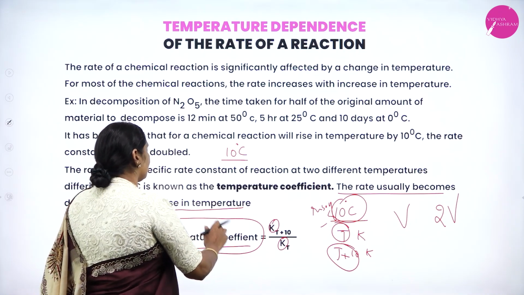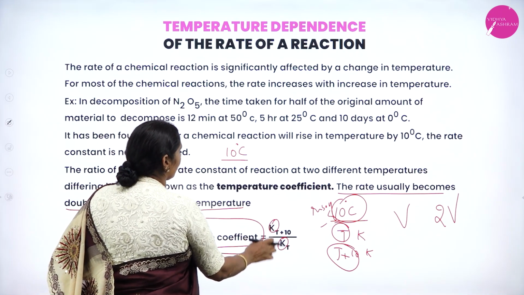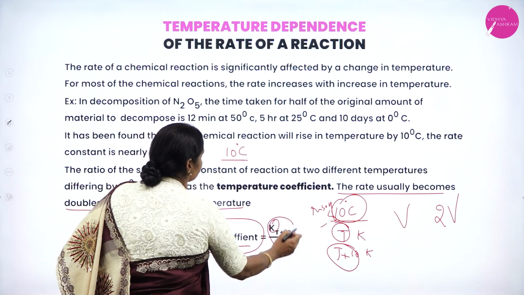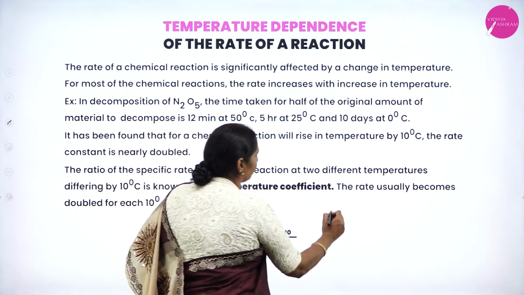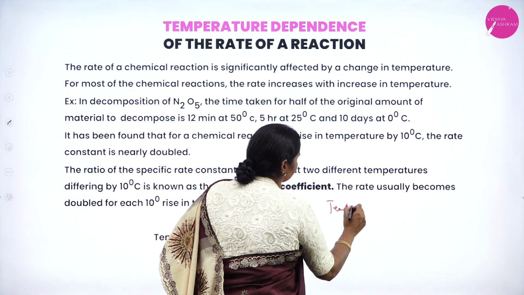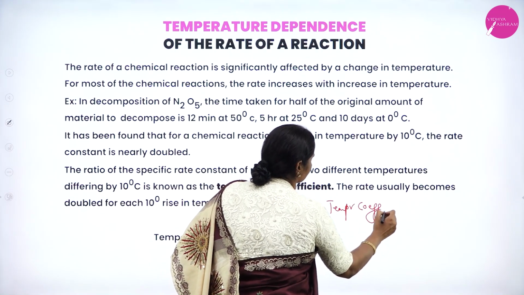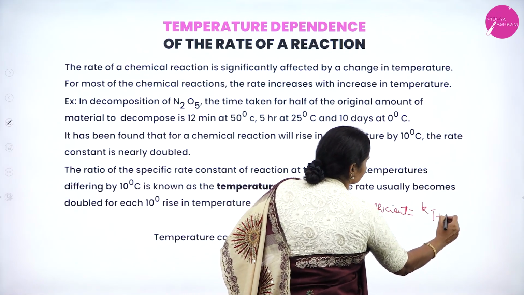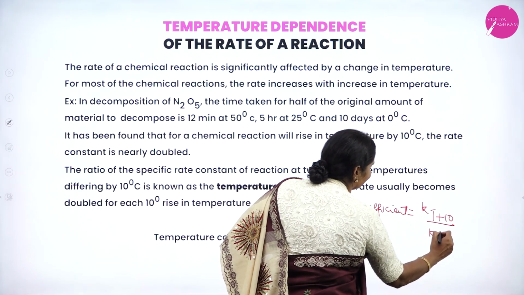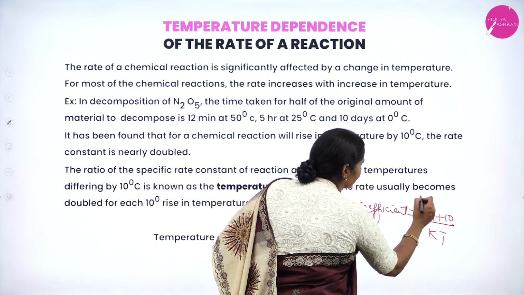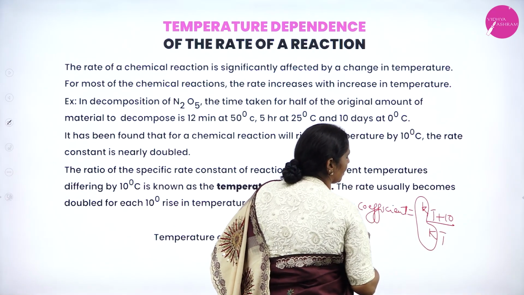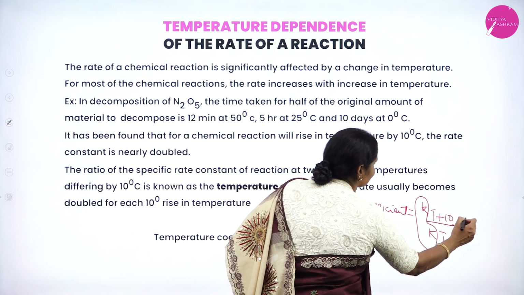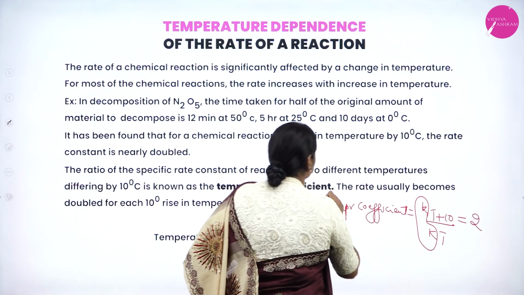Therefore, temperature coefficient is equal to the ratio of velocity constants at two different temperatures which differ by 10 degrees centigrade. Therefore, temperature coefficient is equal to K(T+10) divided by K(T). It is the ratio between velocity constants at two different temperatures differing by 10 degrees centigrade. So this value will become 2.